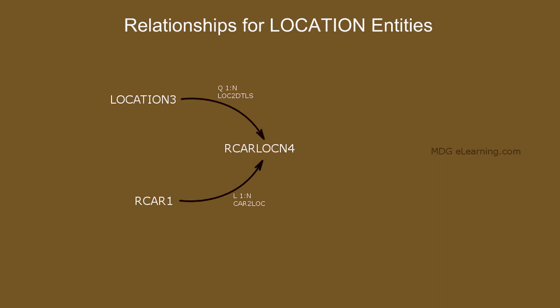This is another way to represent relationships involving the rental car locations 4 entity type. It has a leading and a qualifying relationship, both directed to the Type 4 entity. The generated tables of the source entities themselves do not undergo any change as a result of the relationships.